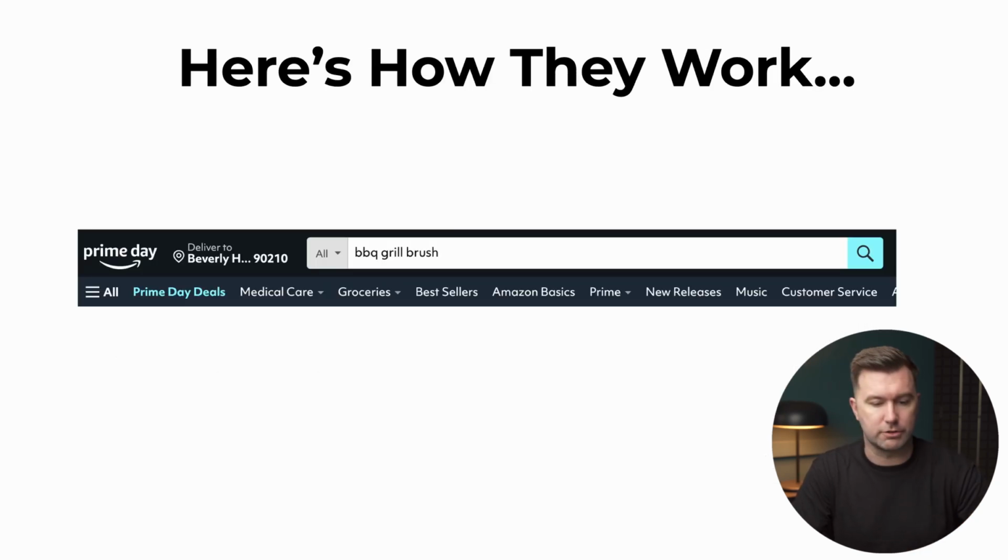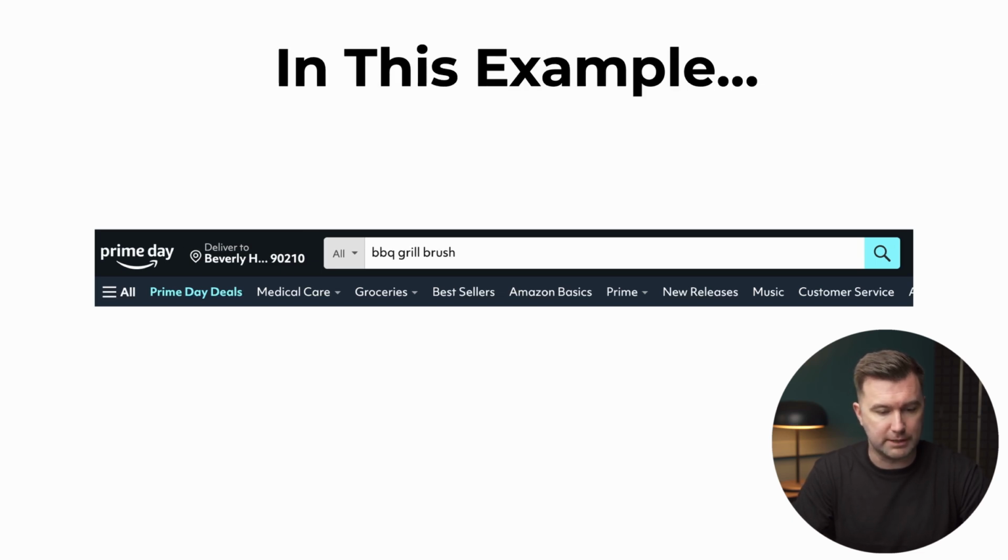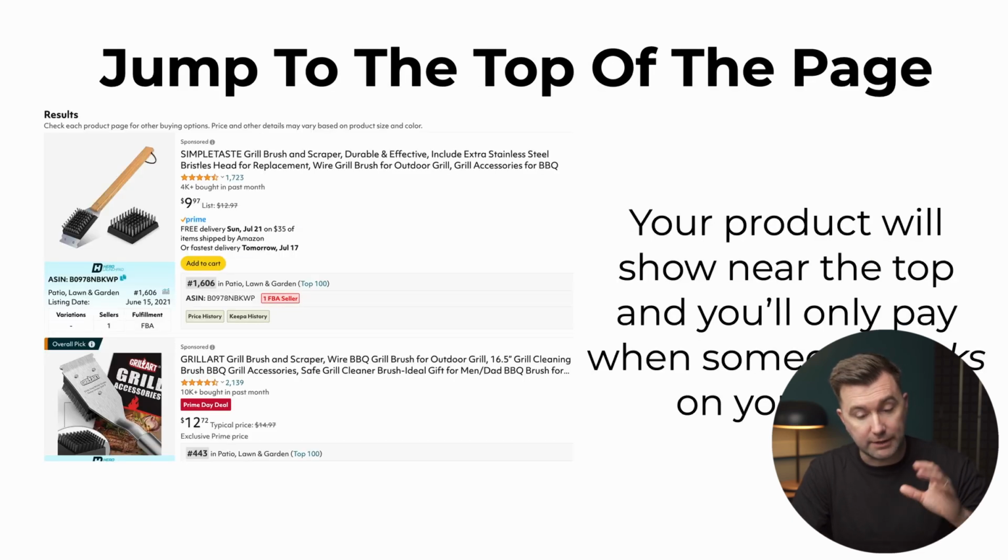Anyway, here's how this works, right? Someone goes to Amazon, they type in barbecue grill brush. This is the example that I've put together for you. And then on the next page, you're going to see results. Now, these were the first two results that came up for the keyword barbecue grill brush, and you can see them there on the left-hand side. So what's great is that you will only pay Amazon money when somebody clicks on your ad. If nobody clicks on your ad at all, you're not going to pay anything because this is called pay-per-click advertising.